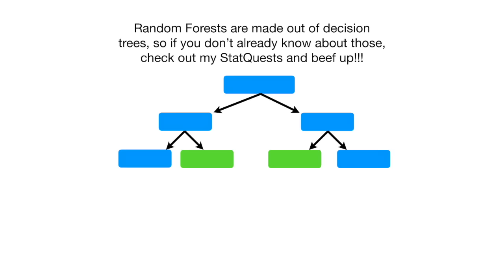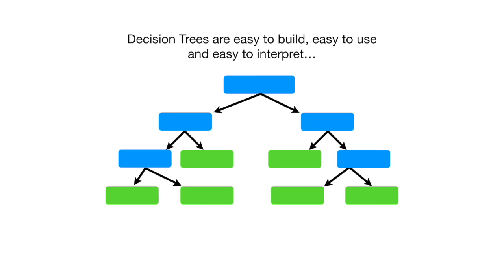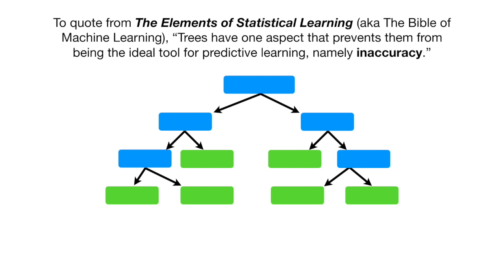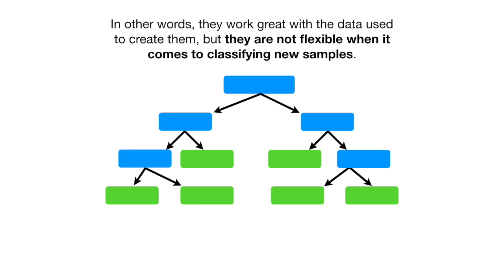Decision trees are easy to build, easy to use, and easy to interpret. But in practice, they are not that awesome. To quote from the Elements of Statistical Learning, aka the Bible of Machine Learning, trees have one aspect that prevents them from being the ideal tool for predictive learning, namely, inaccuracy. In other words, they work great with the data used to create them, but they are not flexible when it comes to classifying new samples.